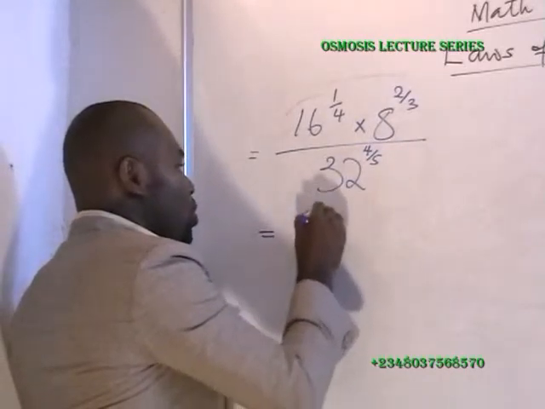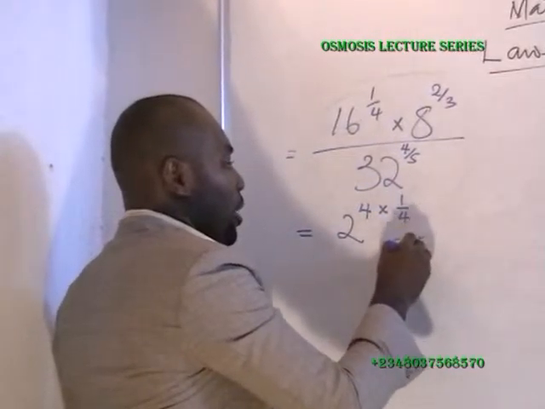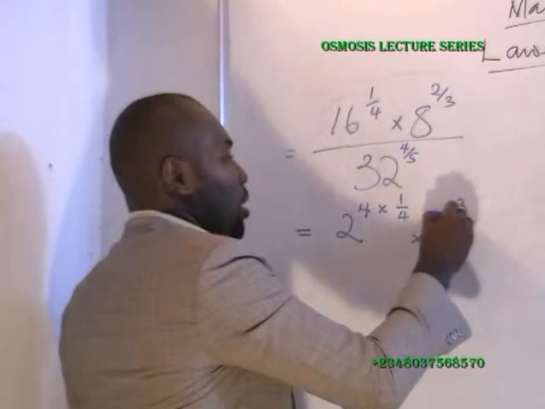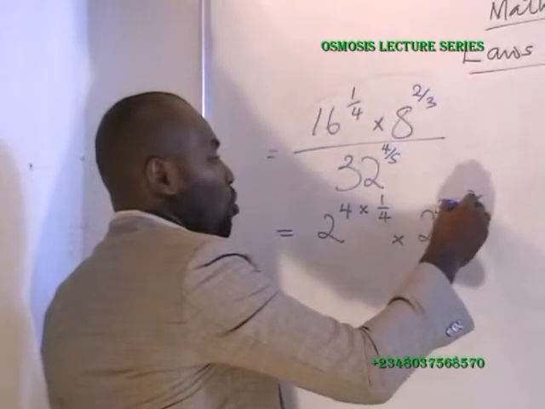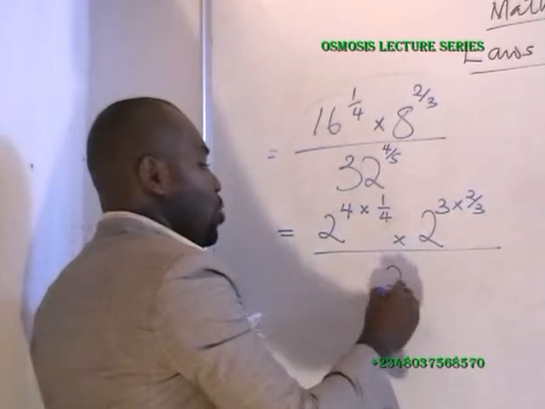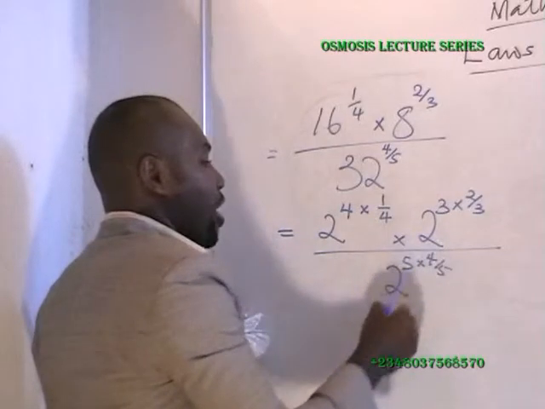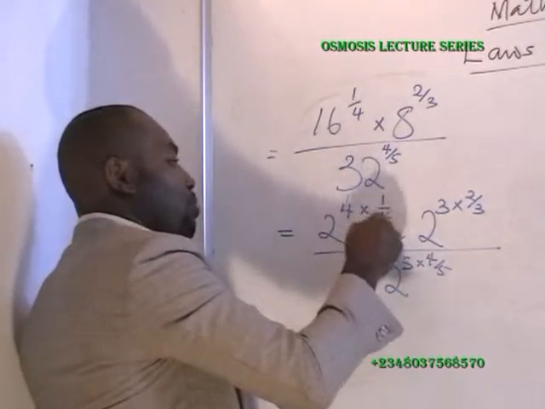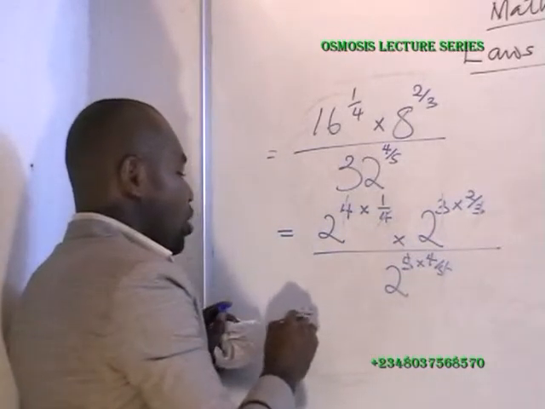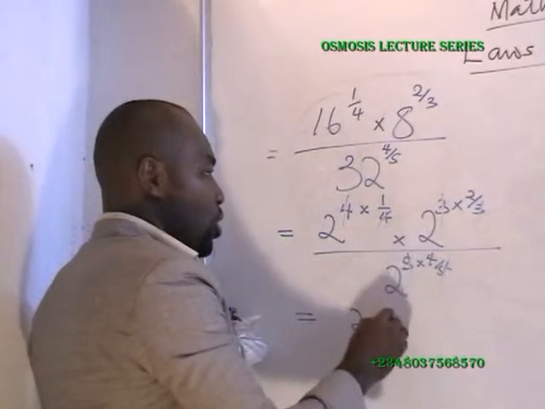16 is the same thing as 2 raised to the power 4, all multiplied by 1 over 4, times 8 is the same thing as 2 raised to the power 3 multiplied by 2 over 3, all over 32 is the same thing as 2 raised to the power 5 multiplied by 4 over 5. So that 4 will cancel out 4, 3 will cancel out 3, 5 will cancel out 5. What will be remaining there is 2 raised to the power 1, which is 2, times 2 raised to the power 2.